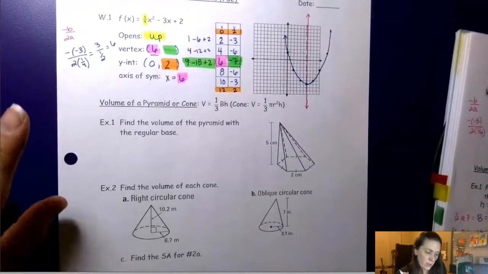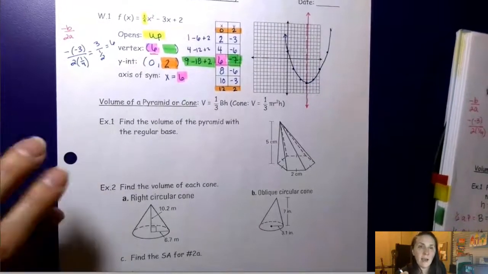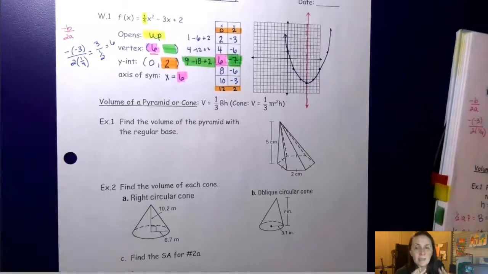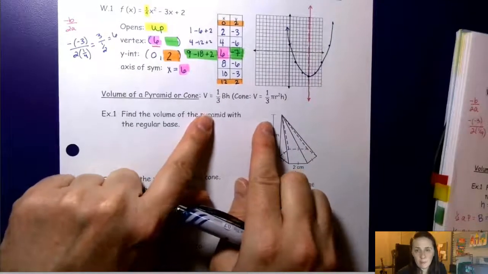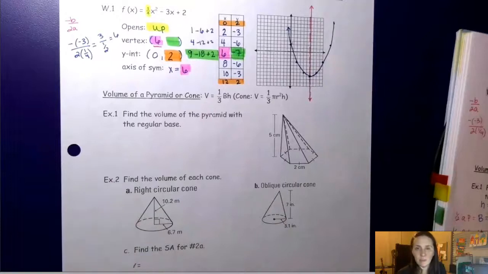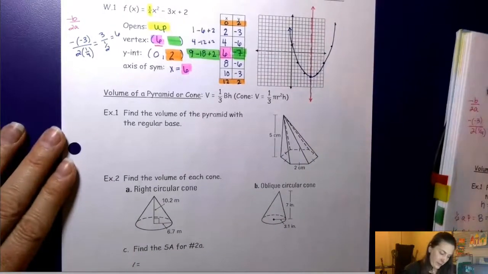We are going to talk about volume of pyramids and cones today. This is nice because it coincides with what we've been doing. You just did volume of prisms and cylinders, and the formulas are very similar, only this time we're going to do a third of them. So it's similar to what we've been doing if you want to pay attention to that.